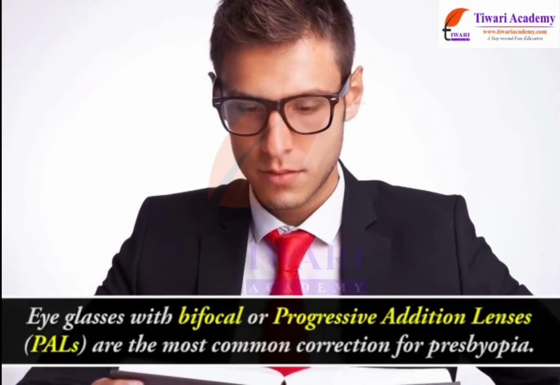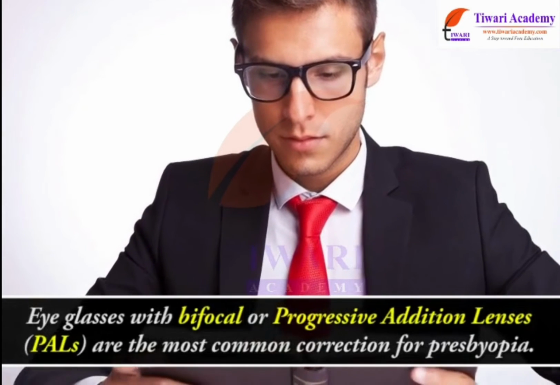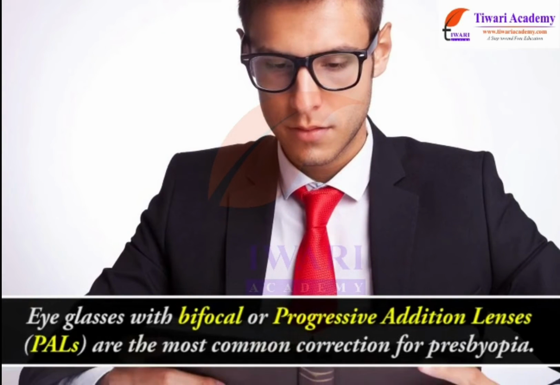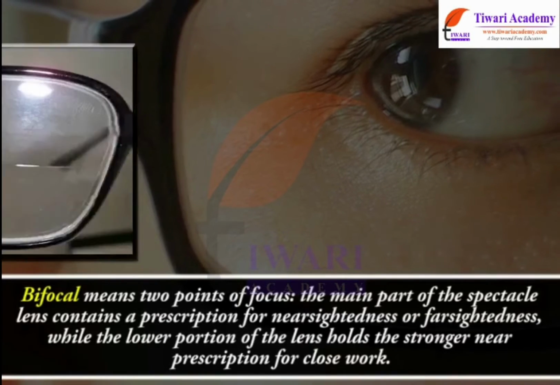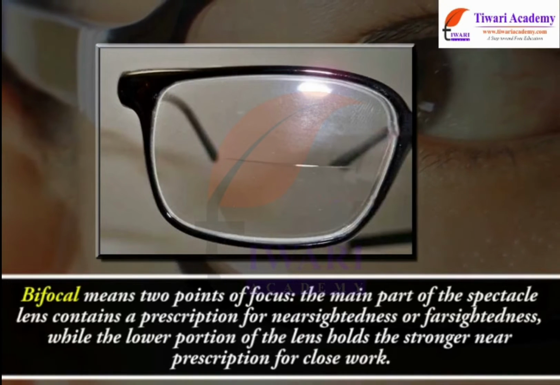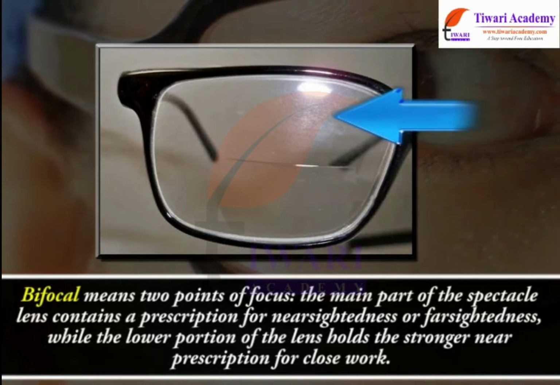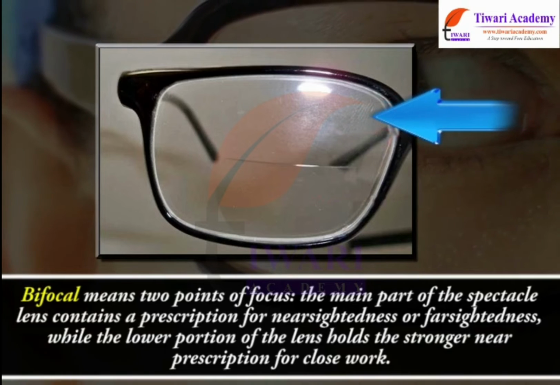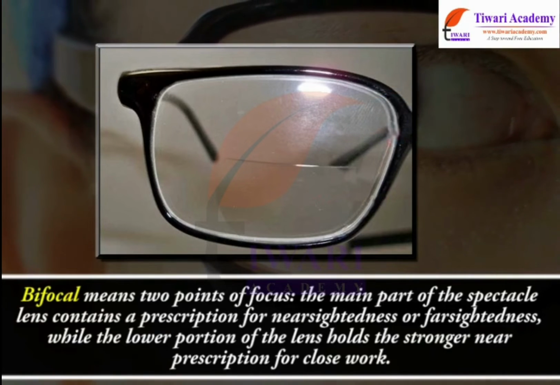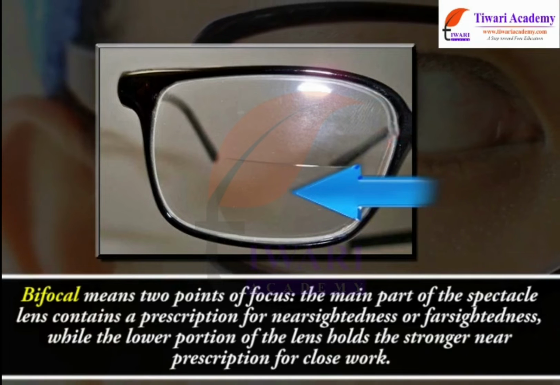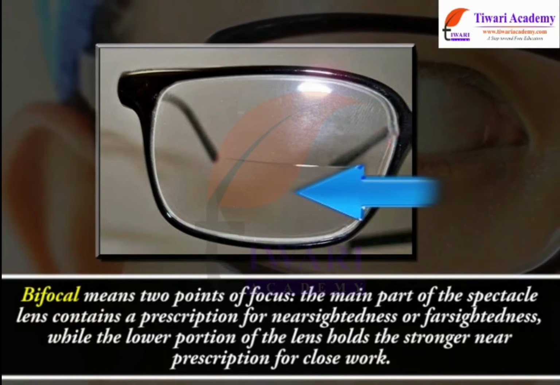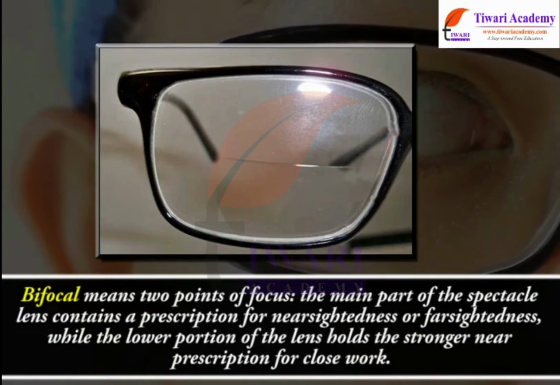Eyeglasses with bifocal or progressive addition lenses, PALs, are the most common correction for presbyopia. Bifocal means two points of focus. The main part of the spectacle lens contains a prescription for nearsightedness or farsightedness, while the lower portion of the lens holds the stronger near prescription for close work.